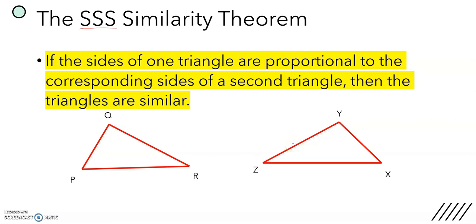So if we're going to write down the corresponding sides that are proportional, we have PQ corresponds to XY, QR corresponds to YZ, and side PR corresponds to side XZ. Since these sides are proportional, then we can say that triangle PQR is similar to triangle XYZ.